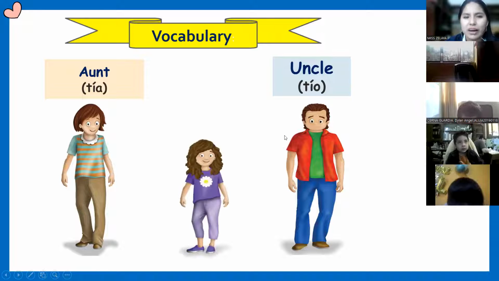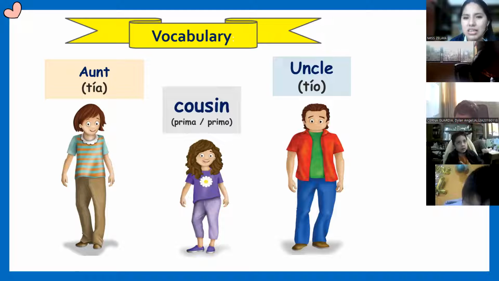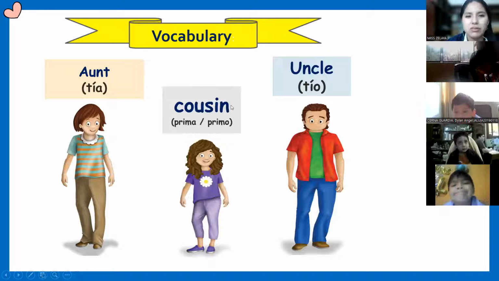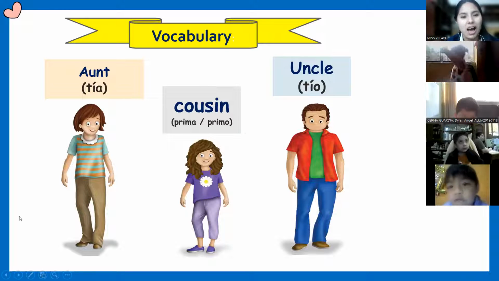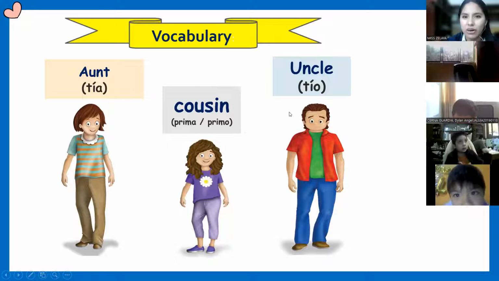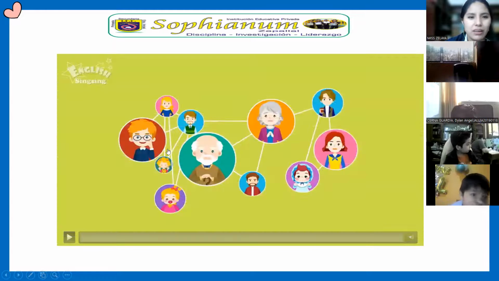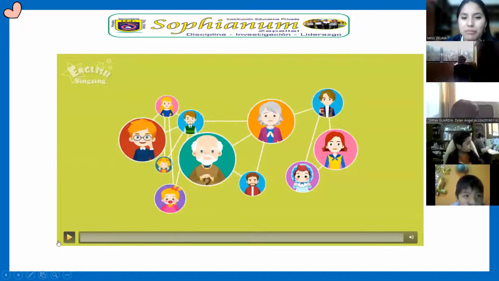Now, how do you say primo o prima? Primo o prima is cousin. Very good. Repeat after me. Aunt. Uncle. Cousin. Excellent. So remember the members of the family. Now, let's watch this video about the members of the family.